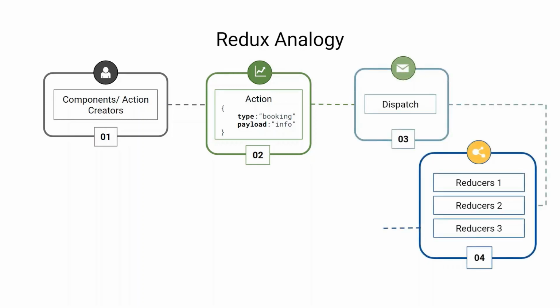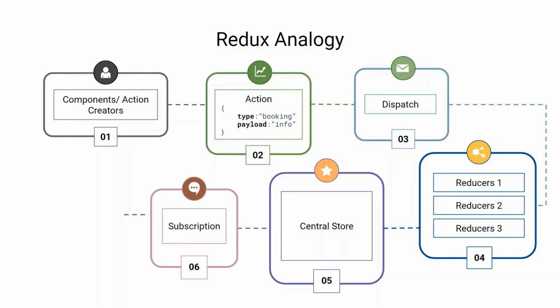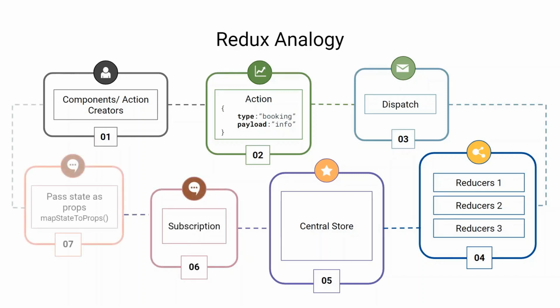You can have multiple reducers or you can have one reducer depending on your application. Now the reducer has the power to read the state from the central repository directly and update the state in the central store. So as soon as the state is updated in the central store, it triggers a subscription. And this subscription passes the state as props to our components. And then our components are re-rendered based on the new state, and we see the updated UI.